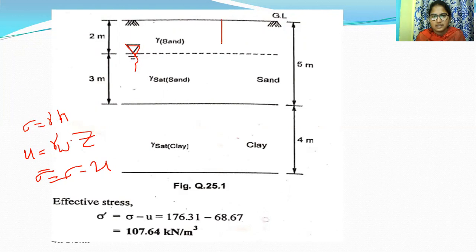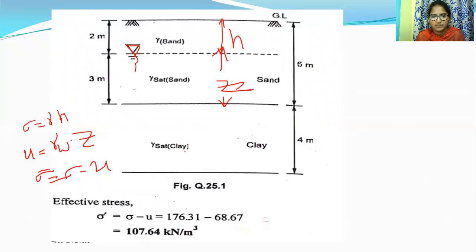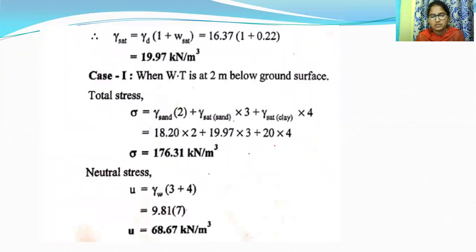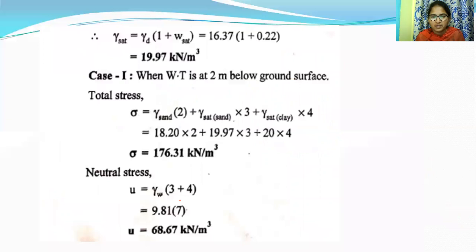This is indicated as H, and this is Z, and gamma sat for clay into 4, so that is 20 into 4. The clay value is already given: for clay, gamma sat is equal to 20. But the sand value is not given, so you can calculate gamma sand and gamma sat sand; two values will be calculated. Clay value is given, so total stress sigma is equal to 176.31 kilonewton per meter cube.